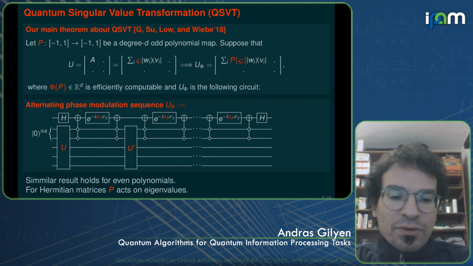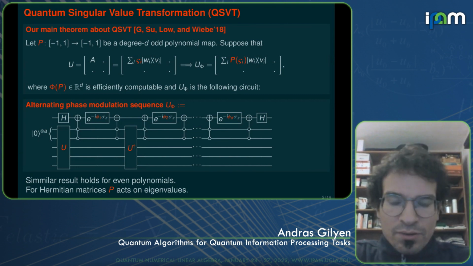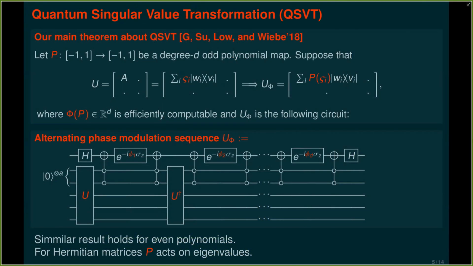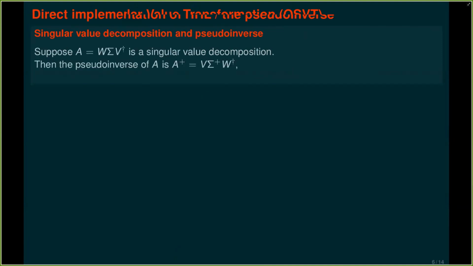And a similar result holds for even polynomials. And this whole thing simplifies for Hermitian matrices, where P just acts on the eigenvalues. So you can just say that this polynomial is directly applied to the Hermitian matrix as a matrix function in the usual sense. Okay, so this is how you can transform a single block encoding efficiently.